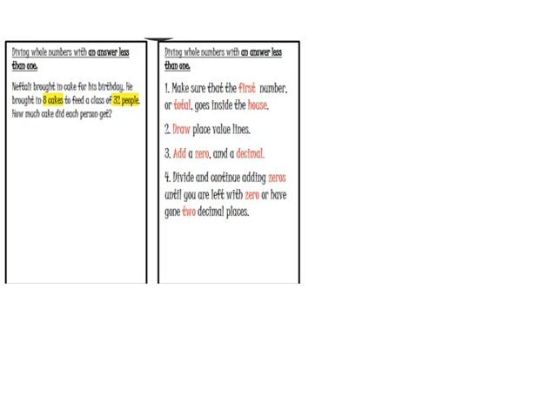So when we have an answer less than 1, we're going to first make sure that the first number or total goes inside the house or inside the box. Alright, so we have 8 cakes. So that's our dividend. And it says to draw place value lines, add zeros and a decimal, and divide. Continue adding zeros until you're left with 0 or have gone 2 decimal places.